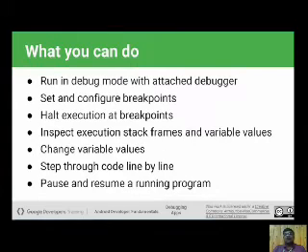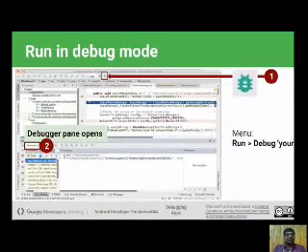Now, to run your application in debugger mode, you do not run your application in normal mode. You run your application in debugger mode. We will see how exactly we do that. At the very top, we always run our application by using the play button. But this time, to run your application in debugger mode, we have to use the debugger button. When you click on that debugger button, at the bottom of your Android Studio, a debugger pane will automatically open up.